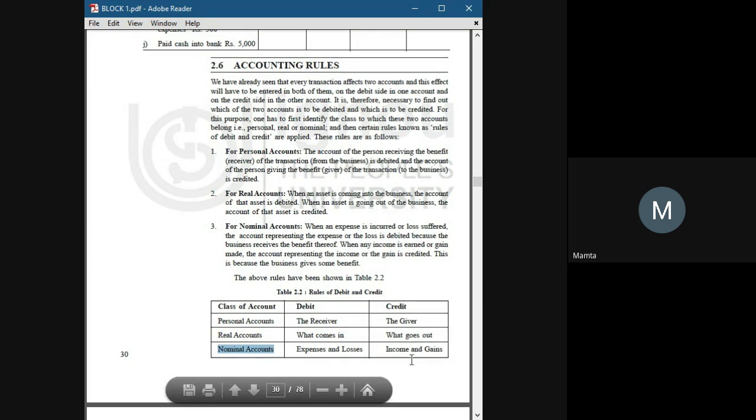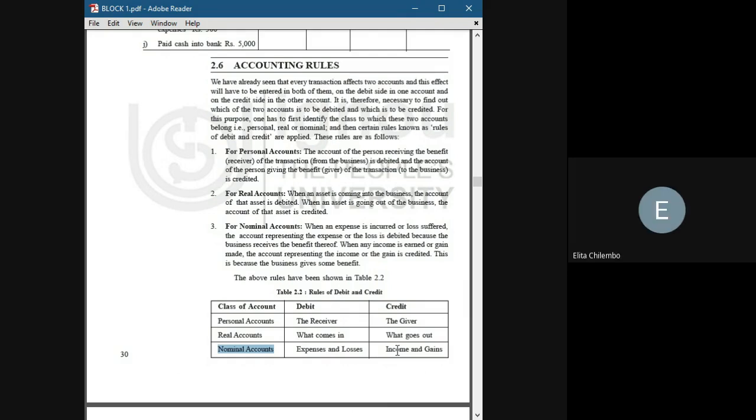If you have received any kind of interest or commission, then what will you do? Cash account debit to commission, because you have received cash. It is an income, so it has to be credited. If it is an income or gain, it has to be credited. So cash account debit to commission account, cash account debit to interest account. If you have received rent from one of your properties, then it will be cash account or bank account debit to rent account. Is it clear? For personal, real and nominal account.